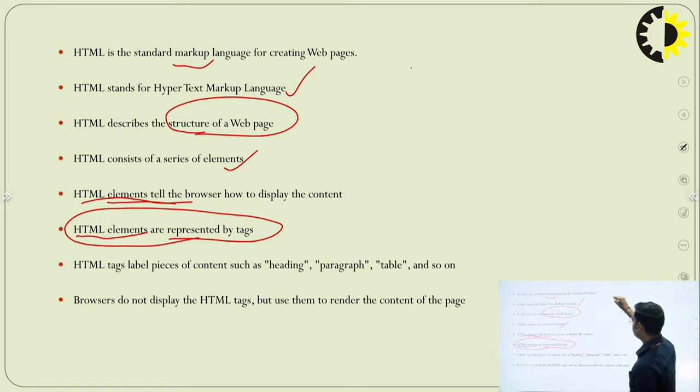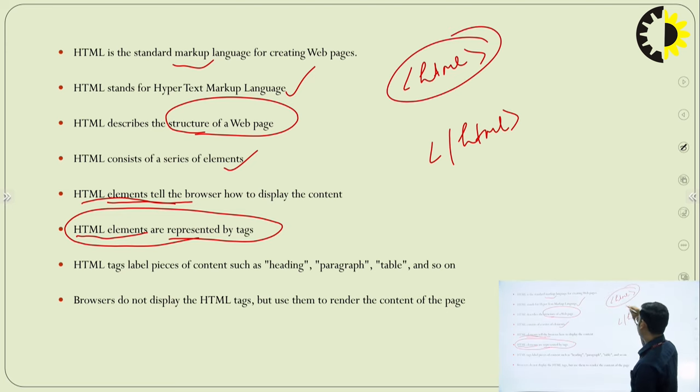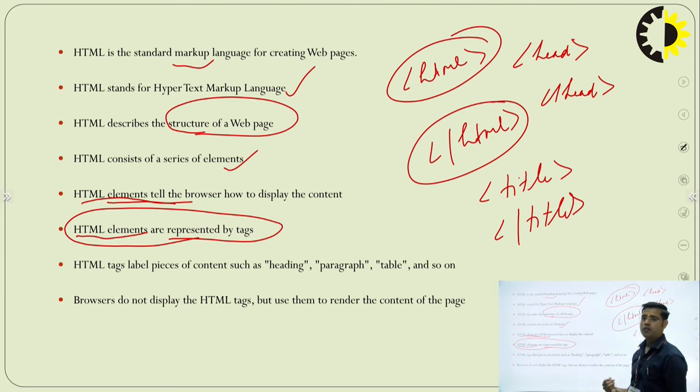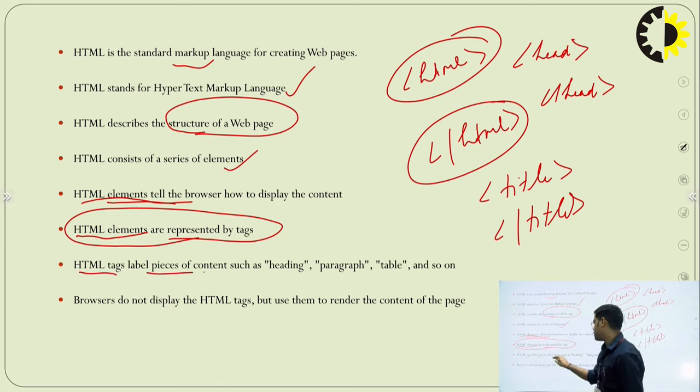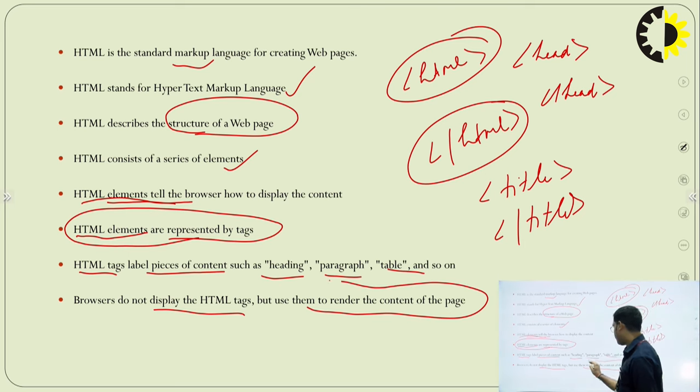For example, I'll just discuss the basic structure of HTML. This tag, html, is a tag. Similarly, head is a tag, and title means you have to provide the title of your web page. These tags label pieces of content such as heading, paragraph, table, and so on. Browsers do not display the HTML tags, but use them to render the content of the pages.